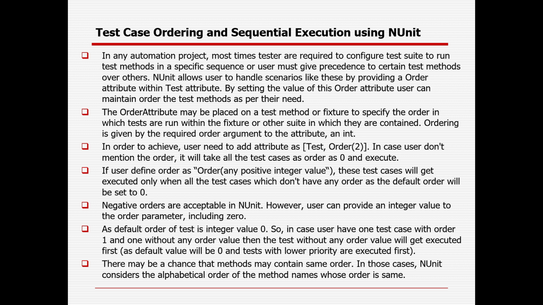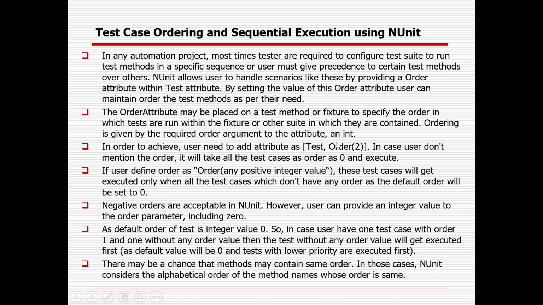Ordering is given by the required order argument to the attribute, an integer. So it should always be an integer. It can be negative, it can be 0 to positive. In order to achieve this, the user needs to add the attribute to the test, right?